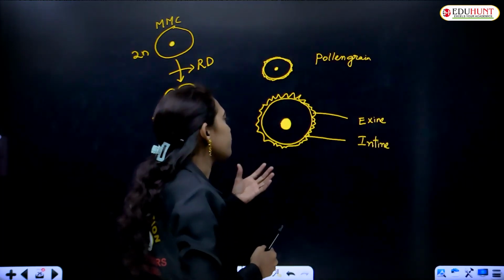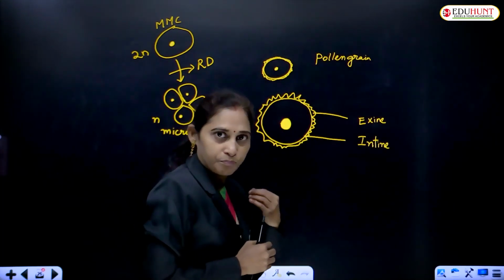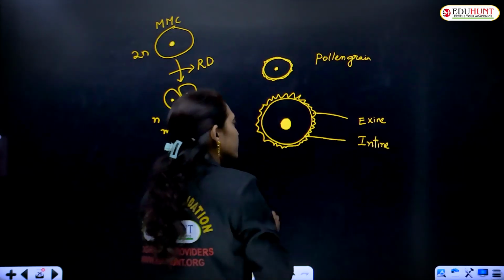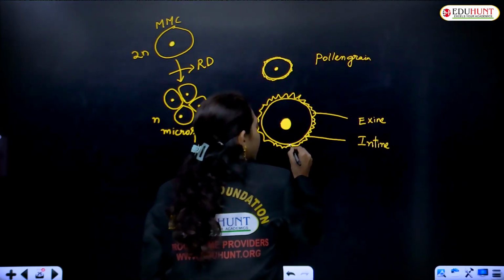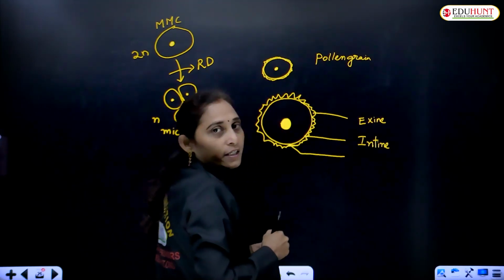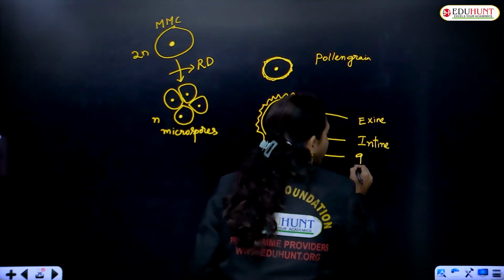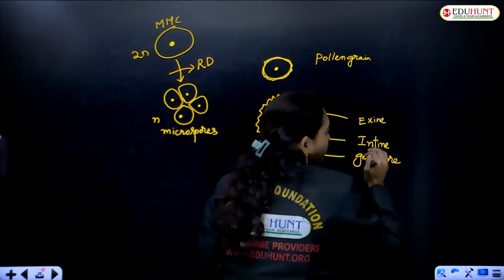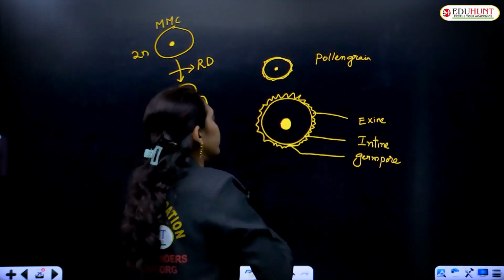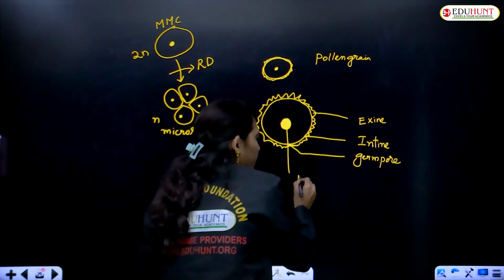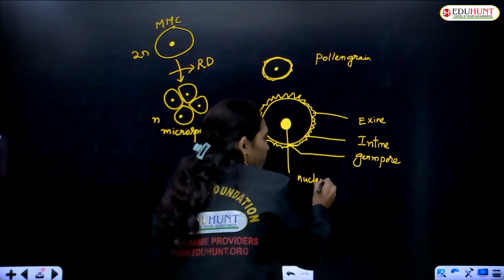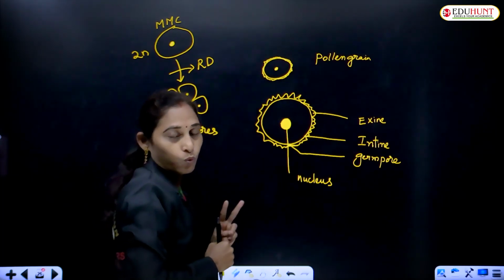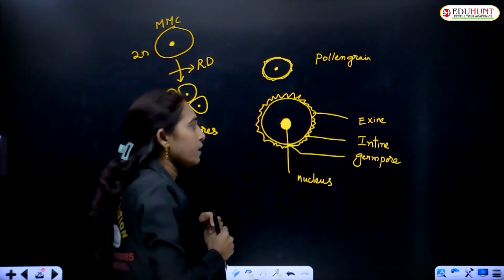And there are some thin areas where exine is not deposited, like in this area. These are called germ pores. And this is the nucleus. Now this nucleus undergoes mitotic division.